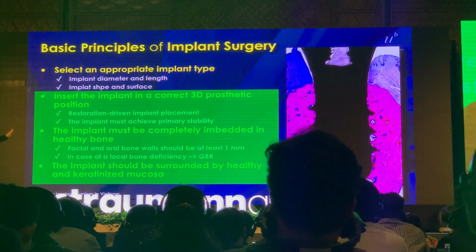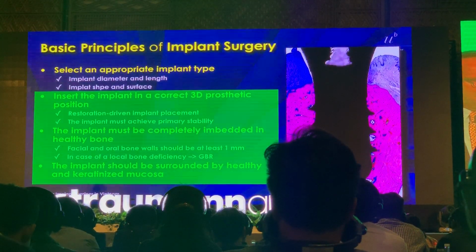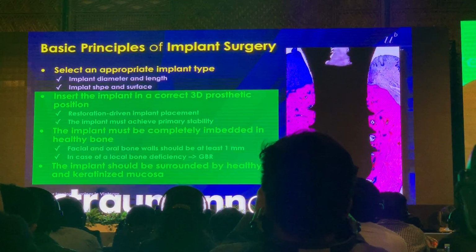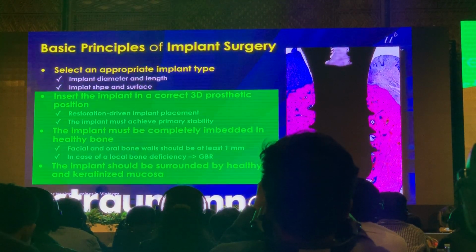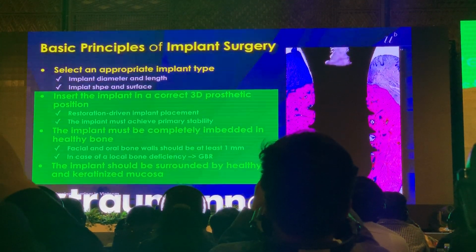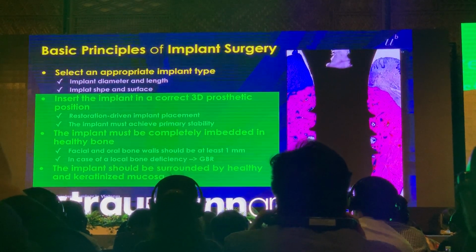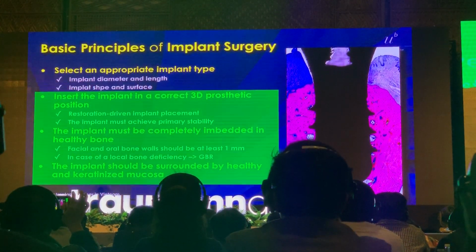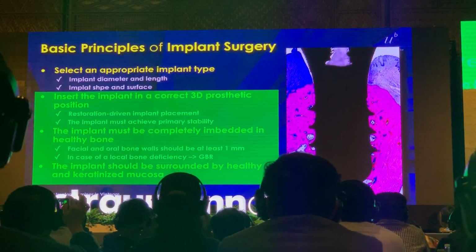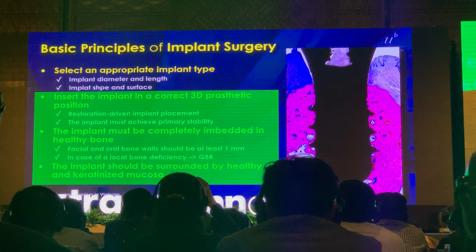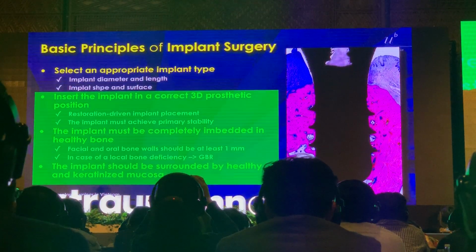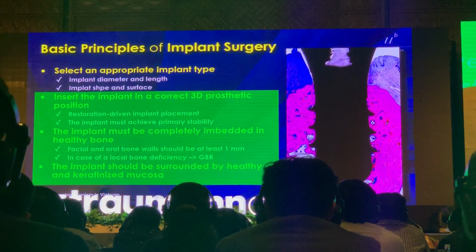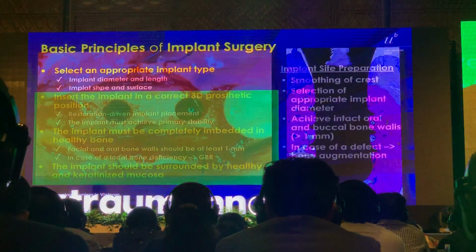Now, I showed you this slide before. The basics of implant surgery. The first point we have already discussed, the selection of an implant type which is appropriate. Now we're going to talk about the second, third and fourth points. That means put the implant in the correct position, make sure that the implant is fully embedded in bone, 360 degrees in the bone, and that's a very important point.